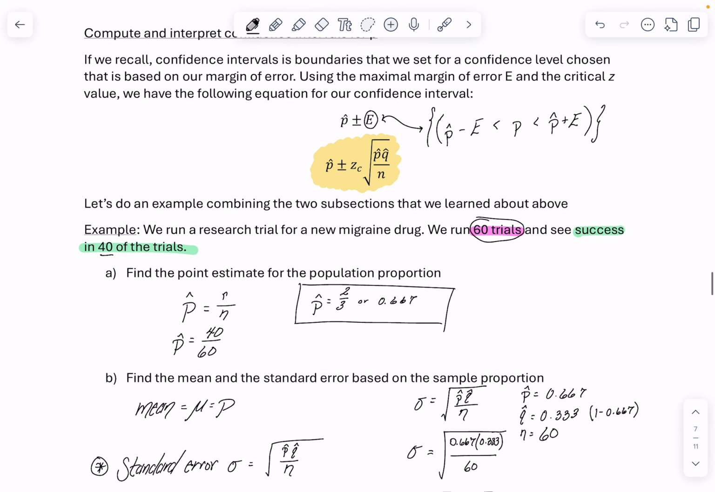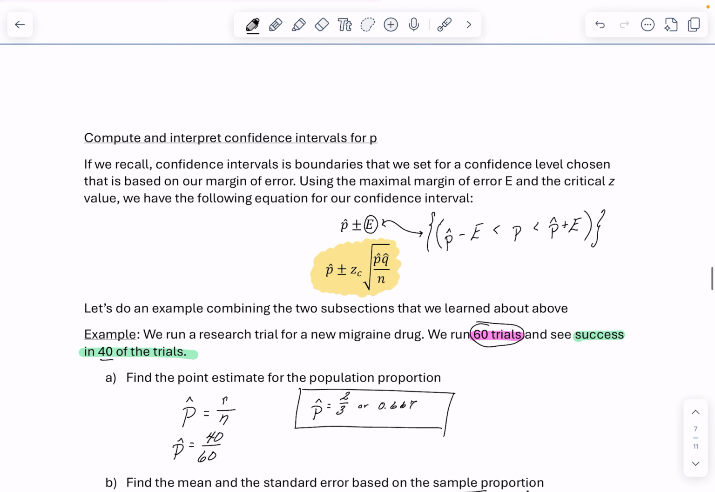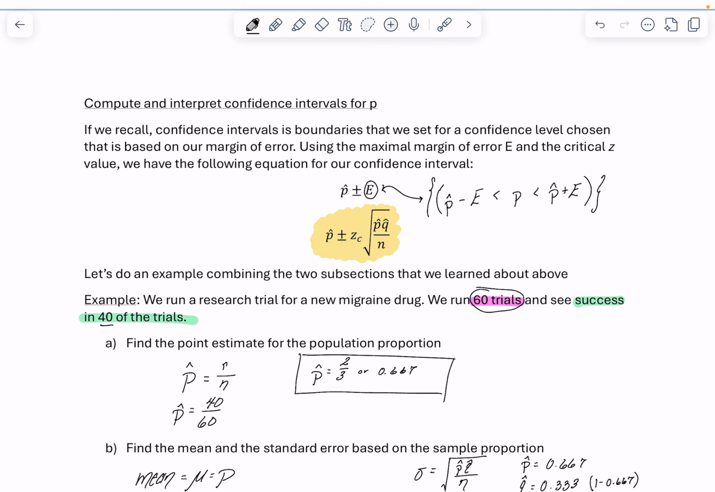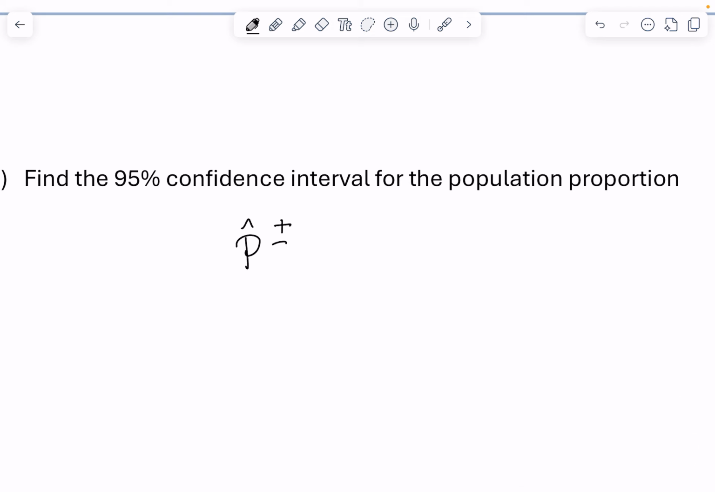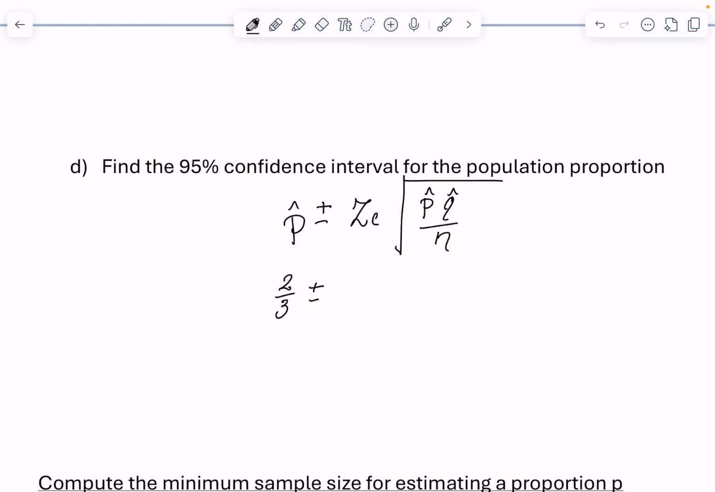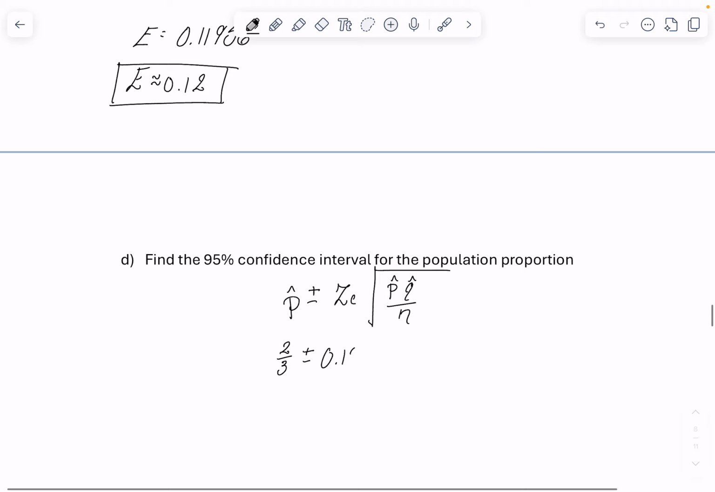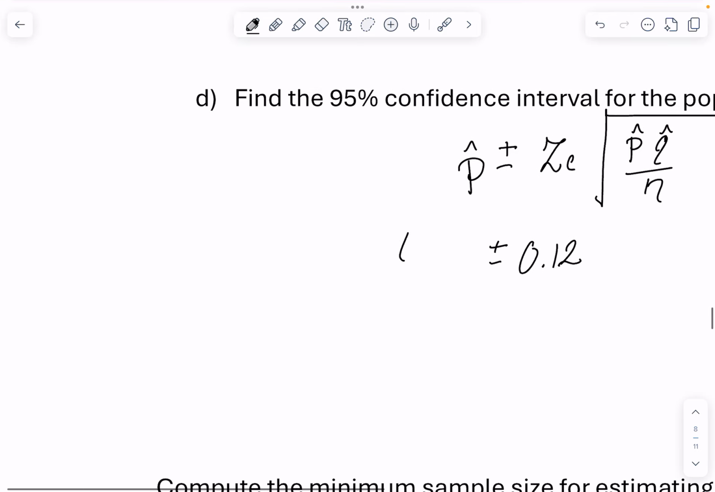If we recall from our equation above here in yellow, our confidence interval is going to be the maximal margin of error that we found, and we're going to add it and subtract it from our sample proportion. Okay, so I'm going to write that out. Okay, we know that this is 2/3 plus or minus 0.12. In fact, I'm going to write this out as a decimal because our margin of error is written as a decimal.